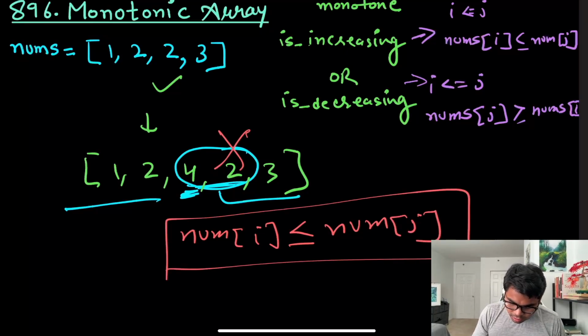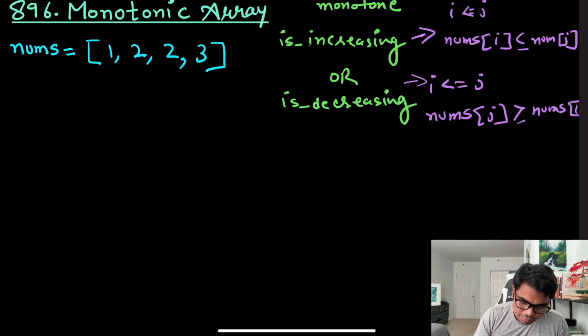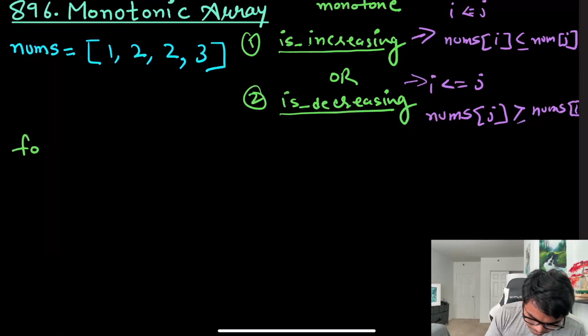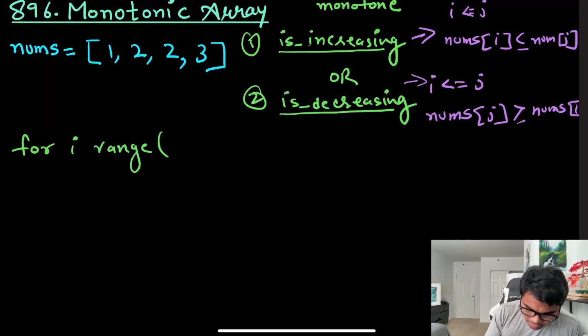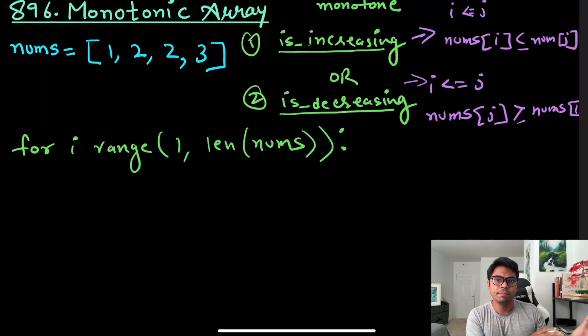If these i and j exist, which it does, then this needs to be followed, but in this case it's not followed. So what I'll do is maintain two variables, is increasing and is decreasing, and in a single pass I will go over all the values for i in range from 1 to length of nums. The reason I'm starting at 1 is so that I can start with the first index and compare it with the previous value, right?